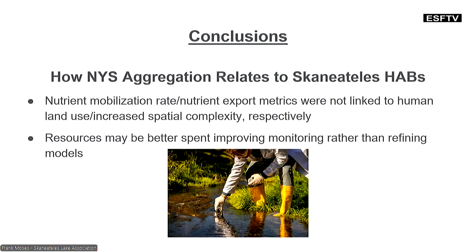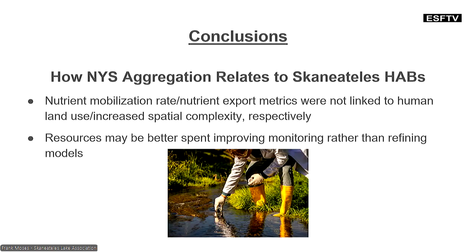So human land use did not correlate with nutrient mobilization as expected for TN and TP, although a trend was observed for SRP. Similarly, increased spatial complexity did not improve predictions of nutrient export metrics for any of the three constituents. Overall, these findings suggest that efforts may be better spent on improving the specificity of water quality monitoring rather than adding complexity to predictive models.